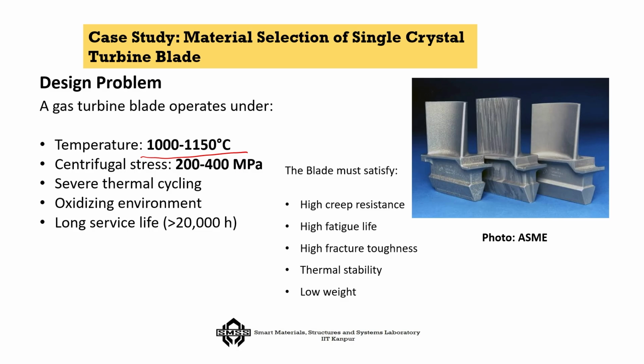So, 1000 to 1150, and also a high centrifugal stress of 200 to 400 MPa, severe thermal cycling, it is cooling, heating, an oxidizing environment and a long service life. So, the blade in such cases must satisfy high creep resistance. Then of course, there are fatigue, fracture, stability, and it has to be lightweight in nature.